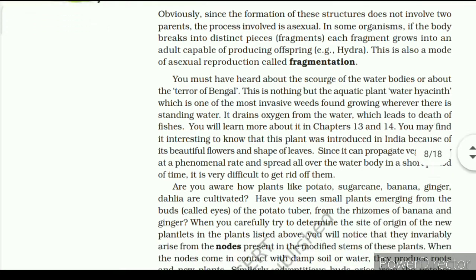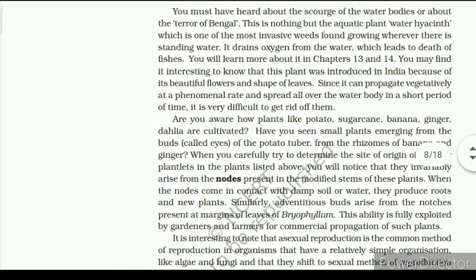You must have heard about the scourge of water bodies or about the terror of Bengal. This is nothing but the aquatic plant water hyacinth, which is one of the most invasive weeds found growing wherever there is standing water. It drains out oxygen from water, which leads to death of fishes. You will learn more about it in chapters 13 and 14.